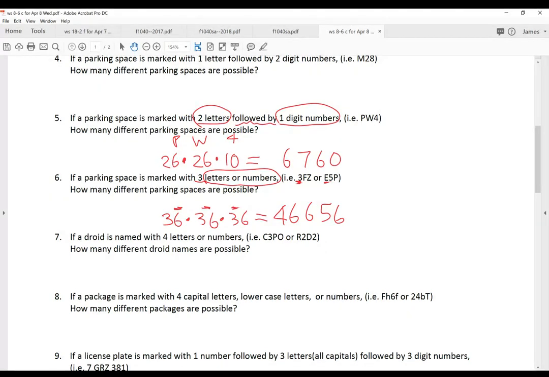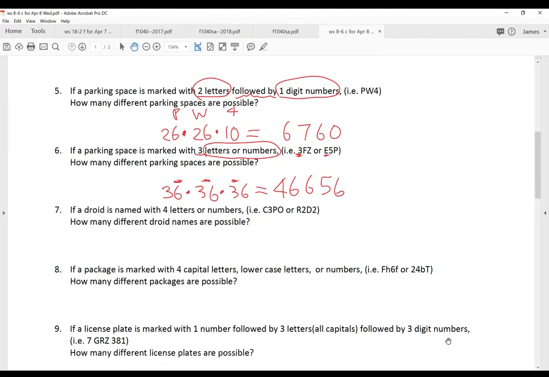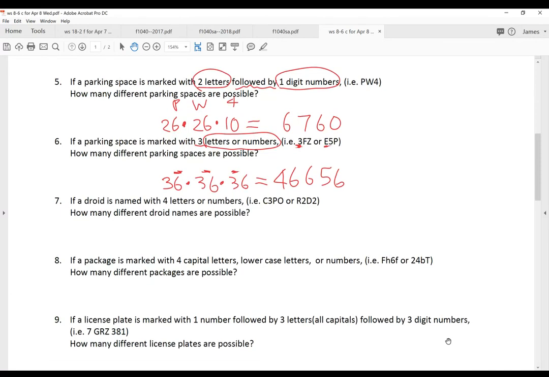Okay. And then number 7, you could skip. You could do it on your own. It's just, instead of 3-letter or number system, now I have 4-letter or number system. So example, C3PO or R2D2 or R2D3, or how many of those can you get using that system? Yeah, you could do it.